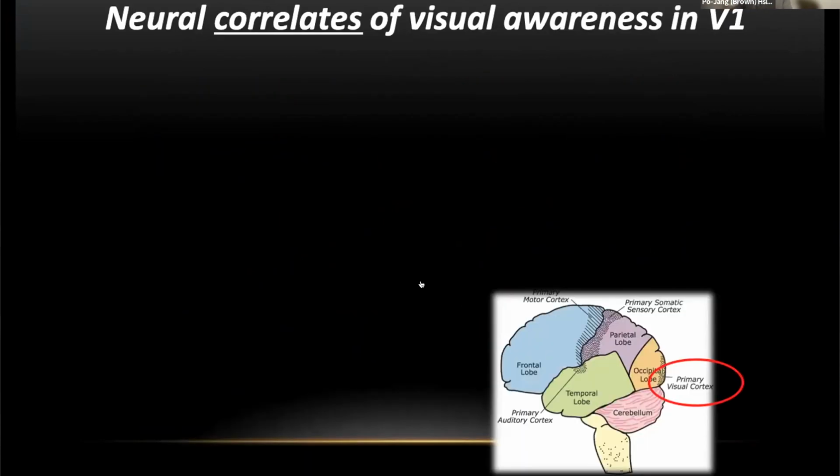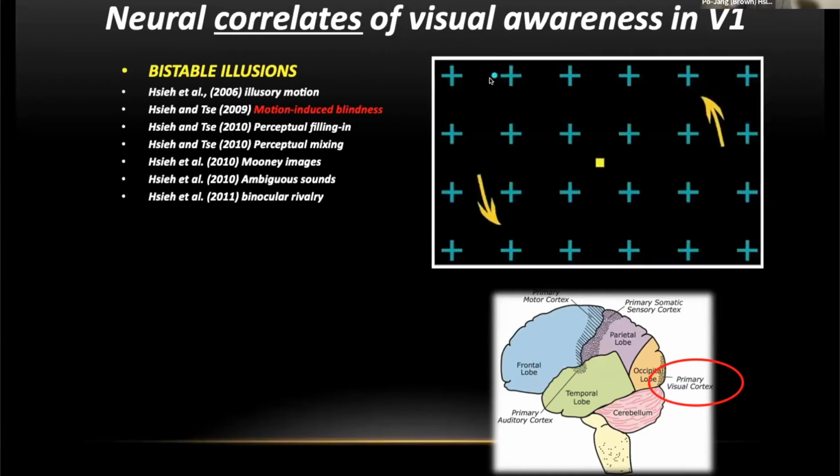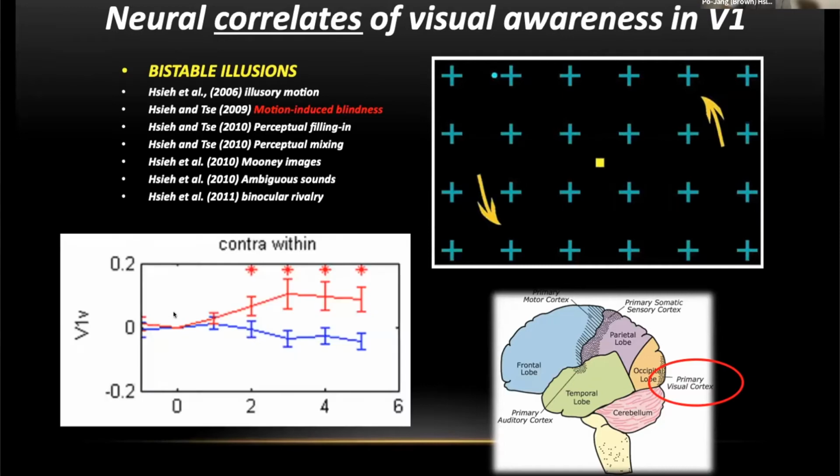Okay, in the past few years, my lab has discovered that neural correlates of visual consciousness, in this case, can be found in V1 in most cases. For example, when we use motion-induced blindness, we discover that when a target disappears, the activation in V1 will decrease. But when it reappears into your consciousness, the V1 activity will increase. And you see that there's a nice correlation between your consciousness and V1 activity in this case.